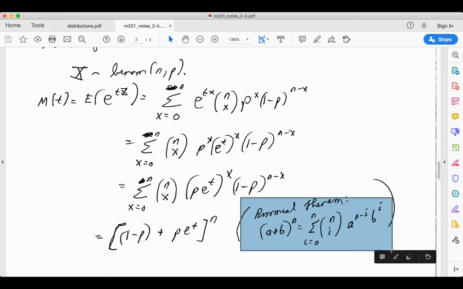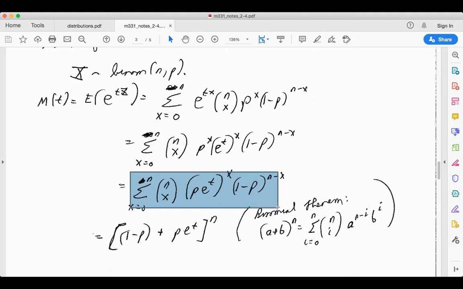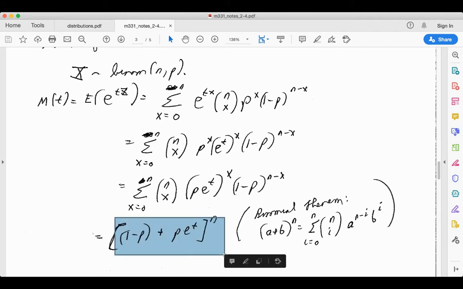(a plus b) to the n is the sum of some index i going from 0 to n of n choose i, a to the n minus i, b to the i. And that's exactly what we're looking at here, but with the index being x instead of an i, which makes no difference. And the a is p e to the t, and the b is 1 minus p. So this is actually just (a plus b) to the n. So check it out. The moment-generating function for a binomial is the moment-generating function for a Bernoulli raised to the nth power.